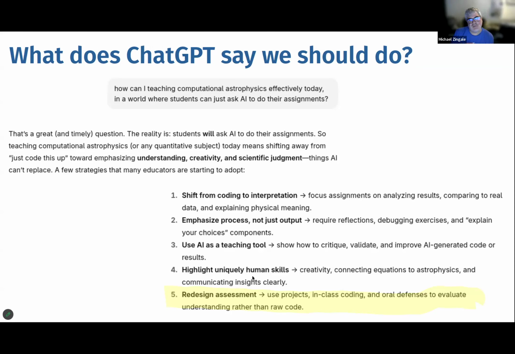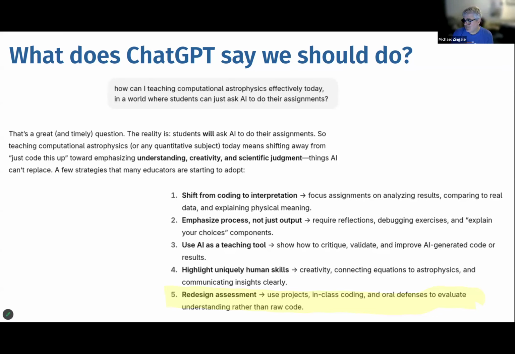Highlight uniquely human skills. This is something that large language models, because they're basically just putting together what they've seen before, shouldn't be able to do, which is create new knowledge. And my research is creating new algorithms. That's kind of hard to teach, to require for an undergraduate class, but we should remind students that ultimately in their research careers, if they go on, their job is to create new knowledge.